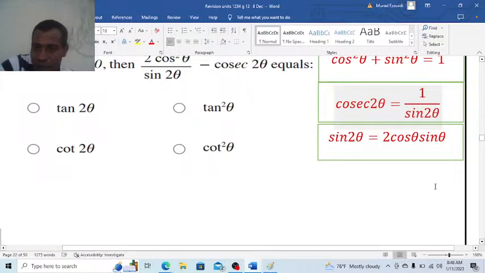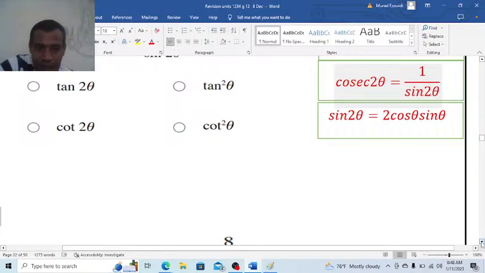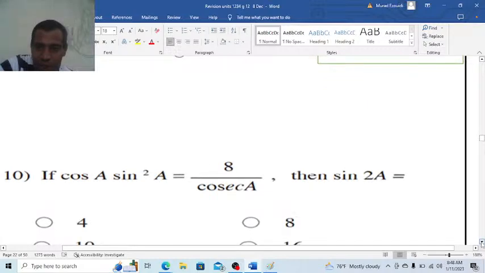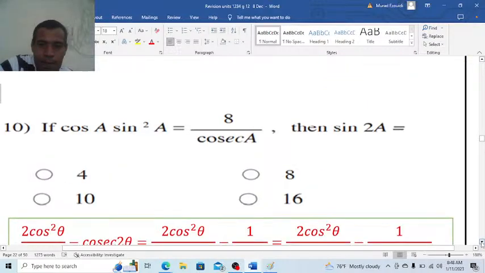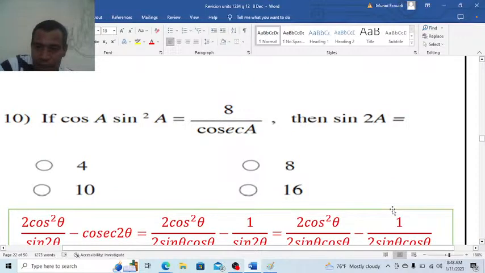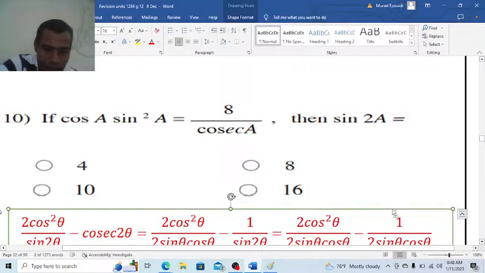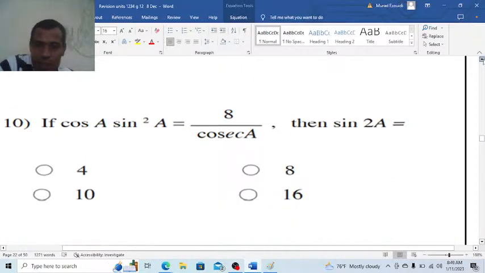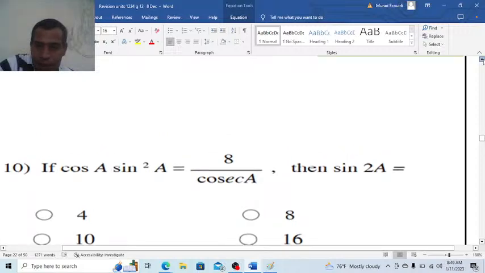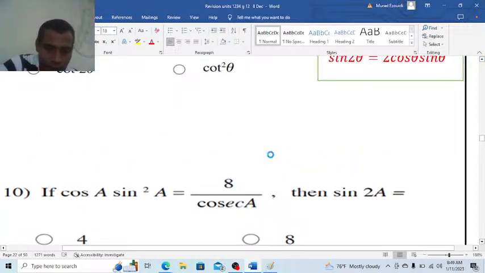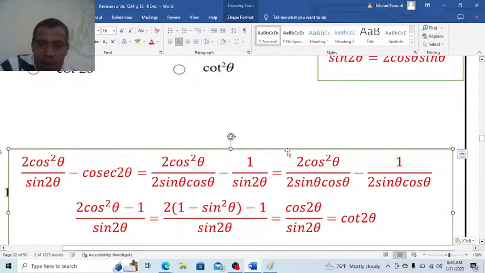Now I will use this one that I cut from the beginning. I will put it here. So this is the answer, learners. This is how to answer this question.